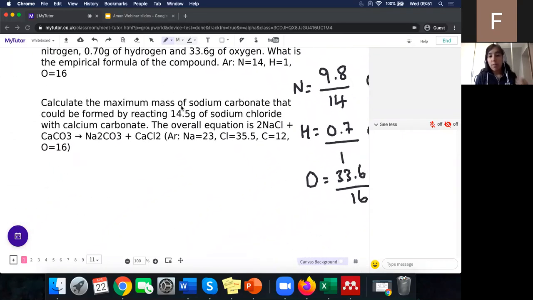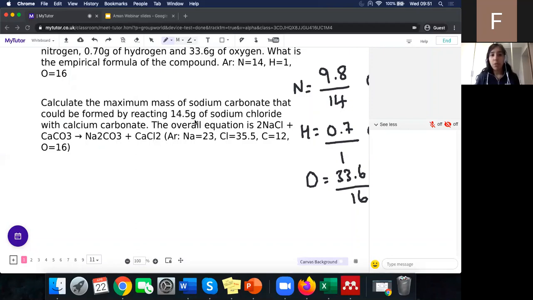We want to calculate the maximum mass of sodium carbonate that could be formed by reacting 14.5 grams of sodium chloride with calcium carbonate. So we have a look at our reaction. We've got sodium chloride reacting with calcium carbonate, forming sodium carbonate and calcium chloride.